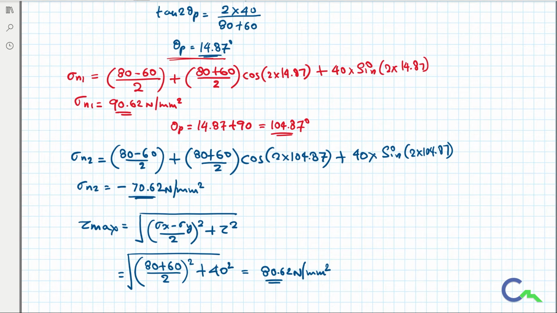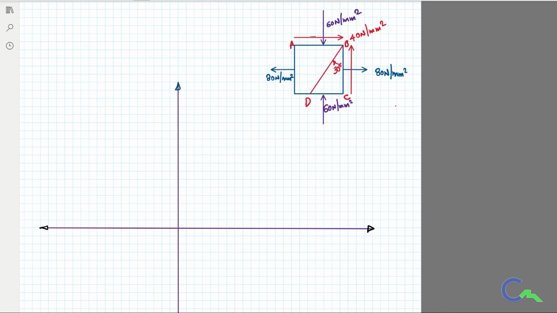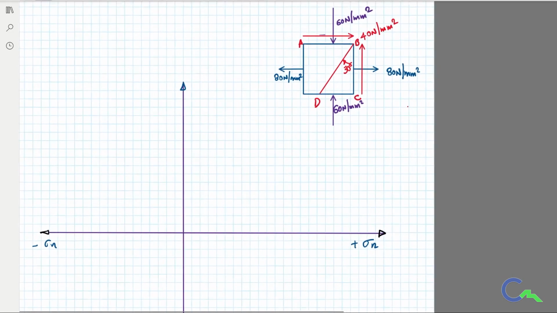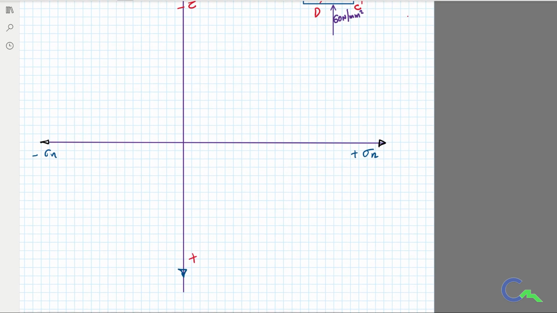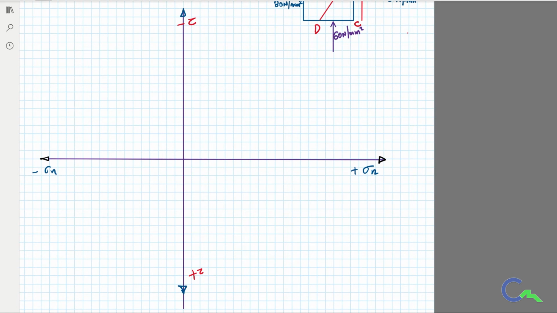Same problem I am going to solve using the graphical method. In the Mohr circle method, we have to take two axes. Along the x-axis, I am going to take normal stress. Towards the right, I am going to take positive. Towards the left, I am going to take negative. In the y direction, I am going to take shear stress. But in the upward direction, I am going to take negative, and in the downward direction, I am going to take positive. So this is the change we have to do. Upward we have to take negative and downward we have to take positive stresses.